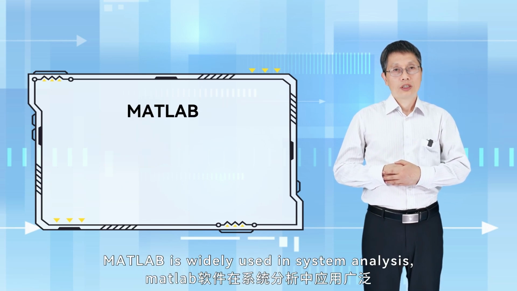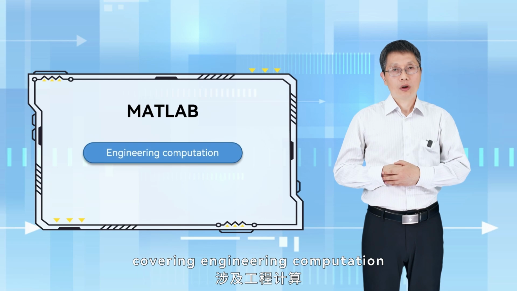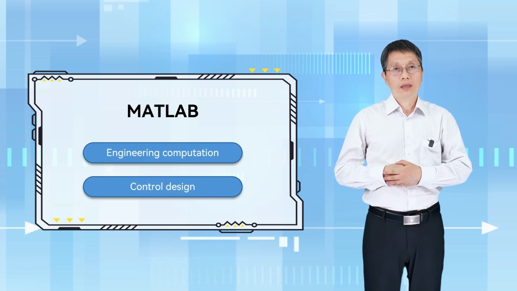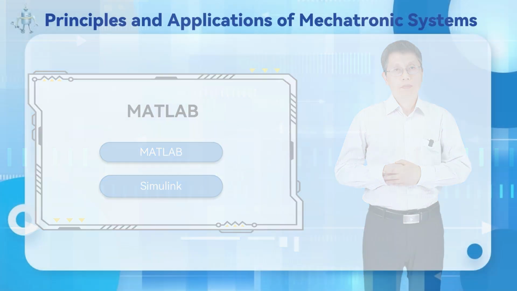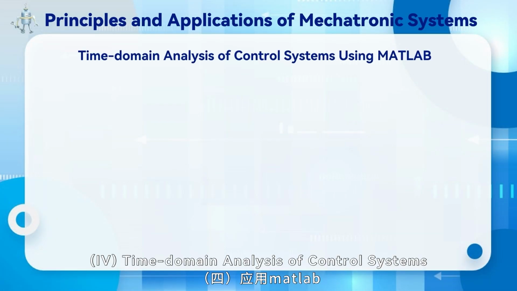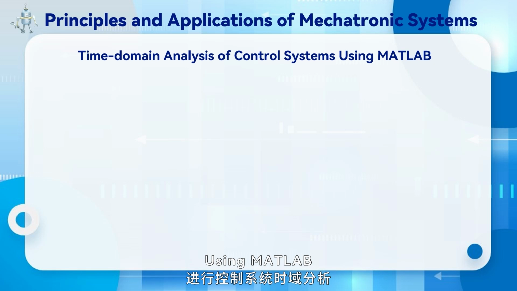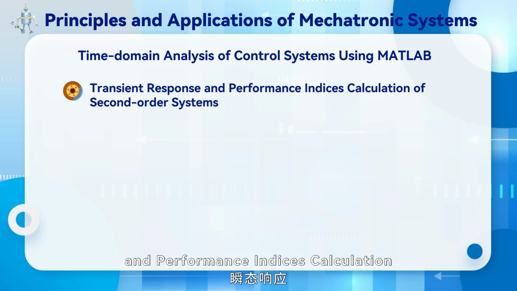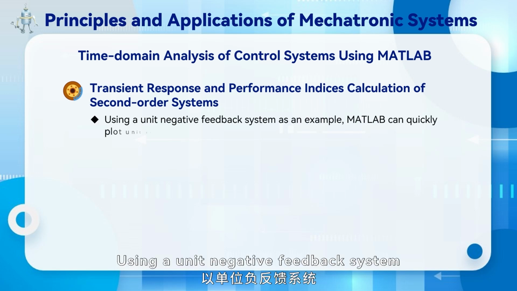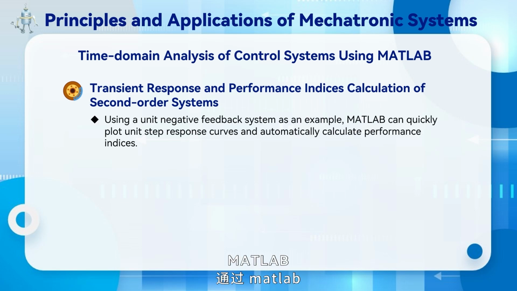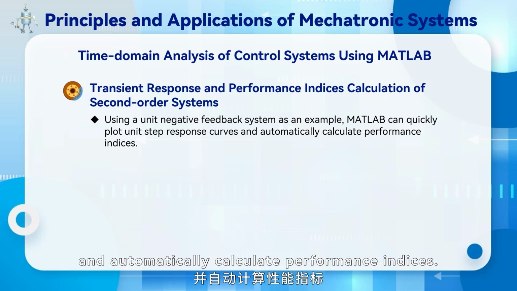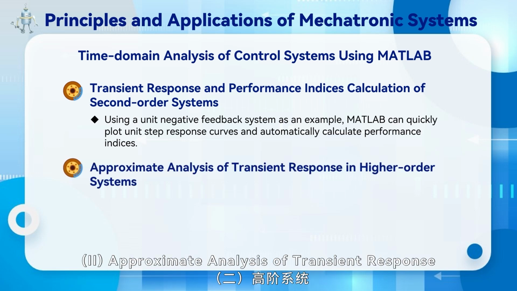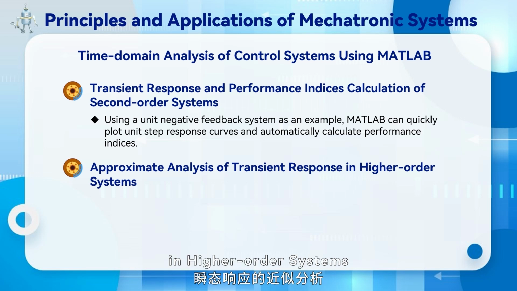MATLAB is widely used in system analysis, covering engineering computation and control design. It consists of 2 major components, MATLAB and Simulink. 4. Time domain analysis of control systems using MATLAB. 1. Transient response and performance indices calculation of second-order systems. Using a unit negative feedback system as an example, MATLAB can quickly plot unit step response curves and automatically calculate performance indices. 2. Approximate analysis of transient response in higher-order systems.